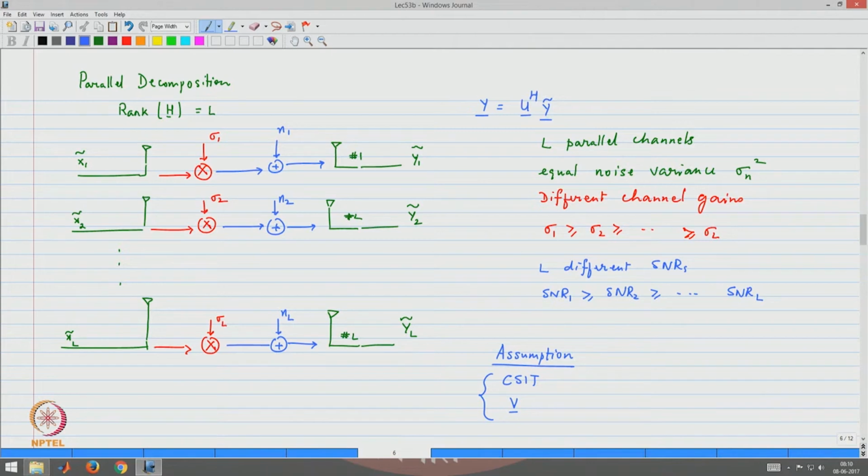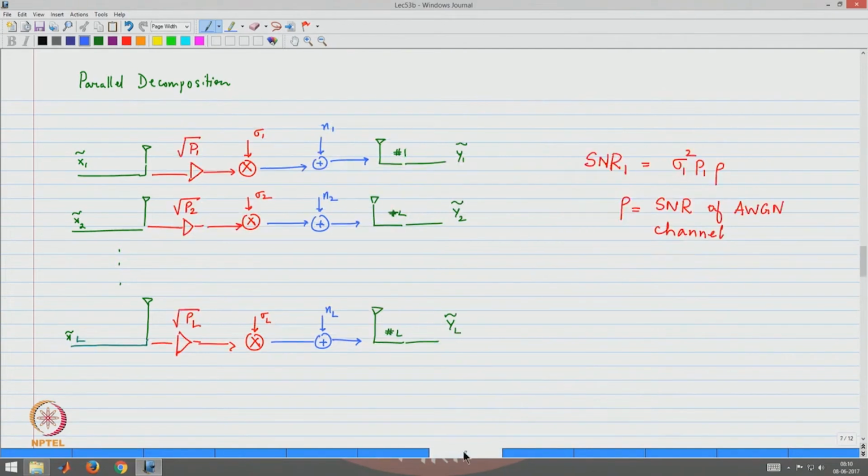If we have assumed that each of these singular values has been arranged in descending order, then we can also see that these correspond to channels with different SNRs, where sigma 1 is the largest singular value. Basically we find that each of them is an ordering of channels in decreasing SNR. So SNR 1 is greater than or equal to SNR 2, and so on. So this is our basic expression.